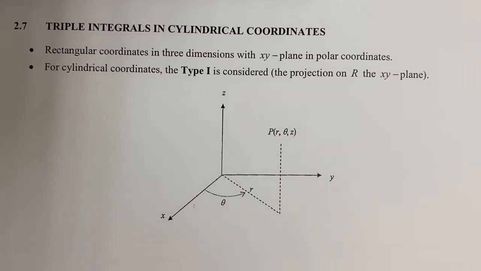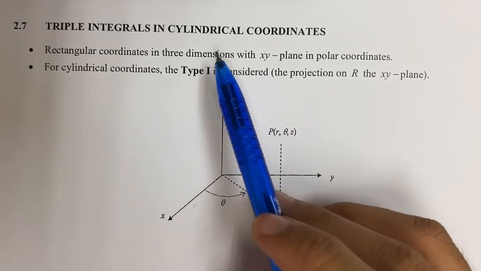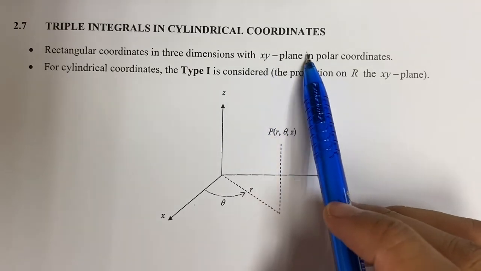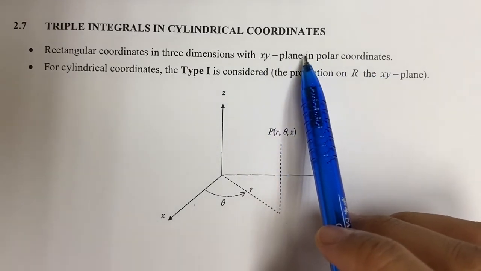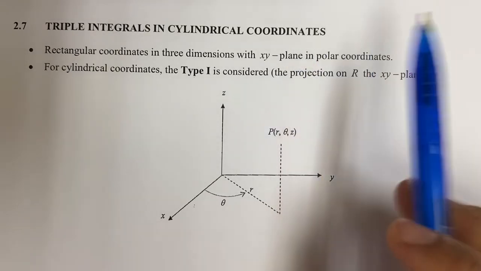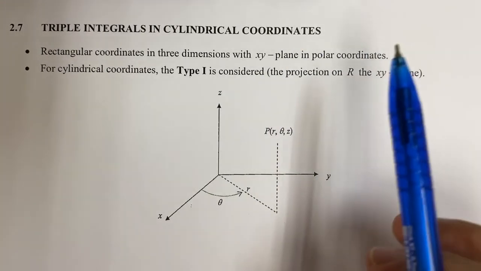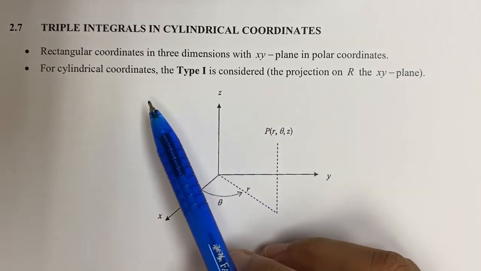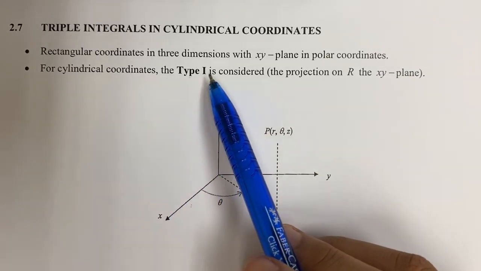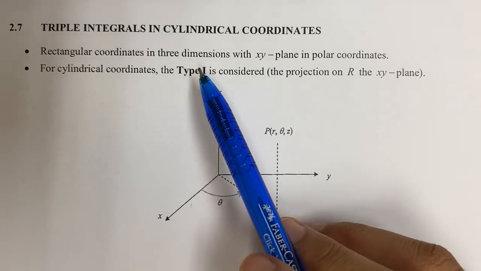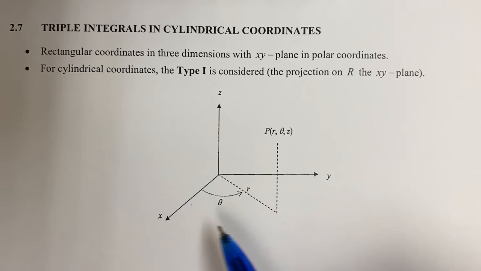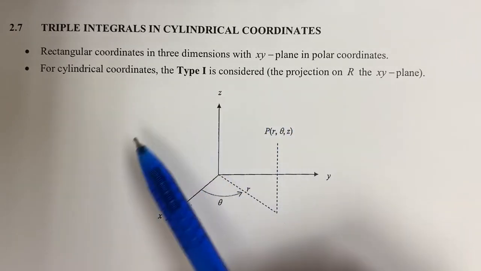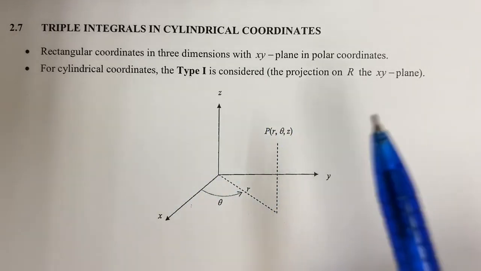2.7 Triple integrals in cylindrical coordinates. Rectangular coordinates in 3 dimensions, with the xy plane in polar coordinates. Remember, the xy plane is in polar coordinates. You have seen this before in the polar form of double integration. For cylindrical coordinates, type 1 is considered. Remember type 1, when our base is on the xy plane. So basically this is the cylindrical coordinates, 3D in cylindrical coordinates.